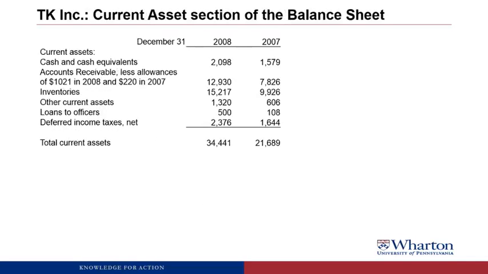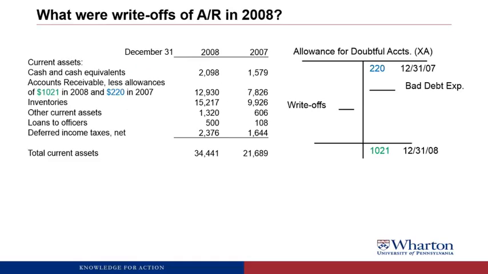Here is the current assets section of the balance sheet for TK Incorporated. And of course, the thing we're focusing on here is accounts receivable. So the disclosure you see here is net of allowances, and it gives you the two allowance numbers, 1021 in 2008 and 220 in 2007. And as you can see, the allowance for doubtful accounts went up substantially in 2008. So the first question we're going to answer is, what were write-offs of accounts receivable in 2008?